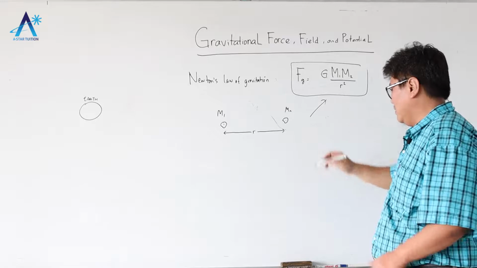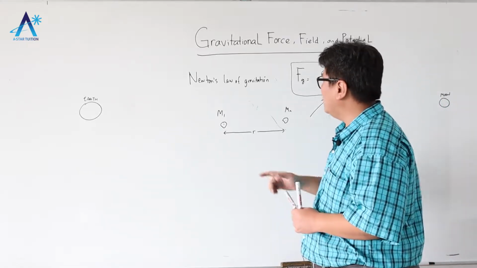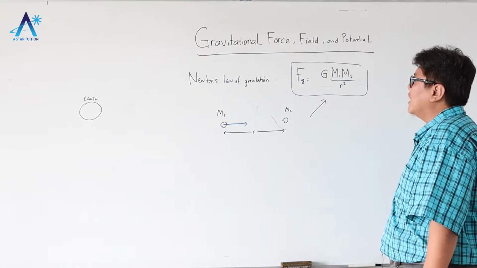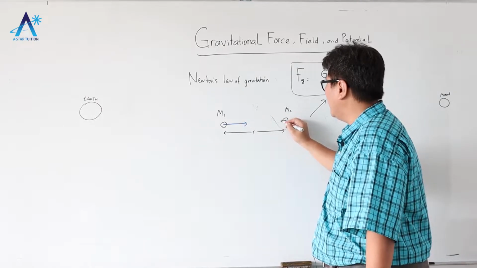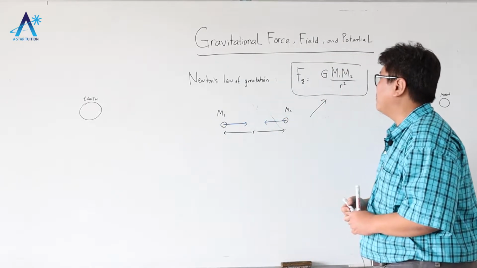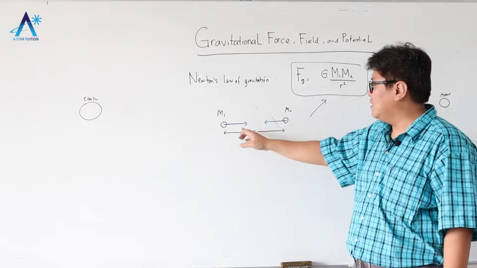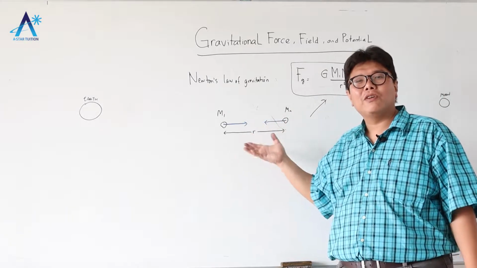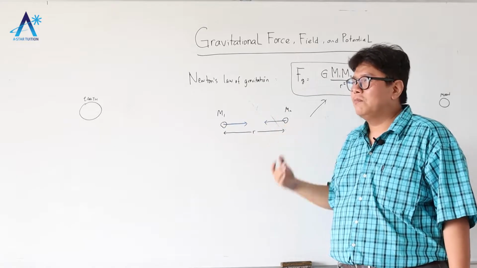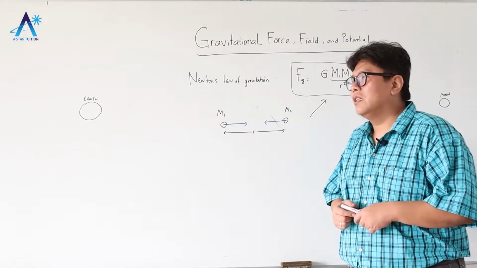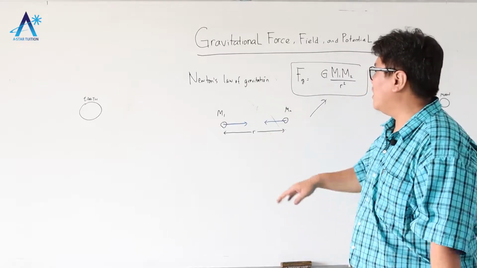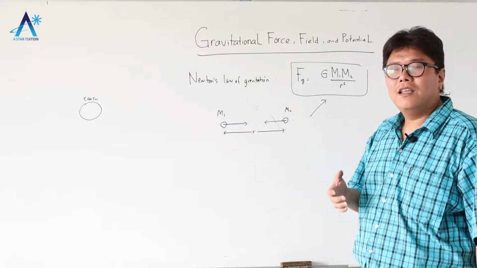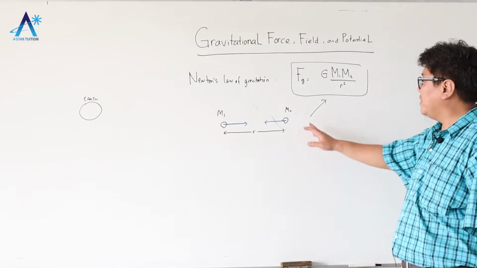Now, I want to show you that the force on m1 due to m2 is this way, and the force on m2 due to m1 is this way. Now, you see that the force is the same. This force and that force have the same magnitude but opposite direction. Remember in the previous topic about Newton's third law of motion, for every action there's an equal and opposite reaction. So these two forces are action and reaction in nature. Hopefully you understand the concept.